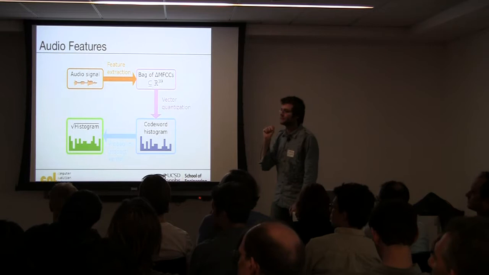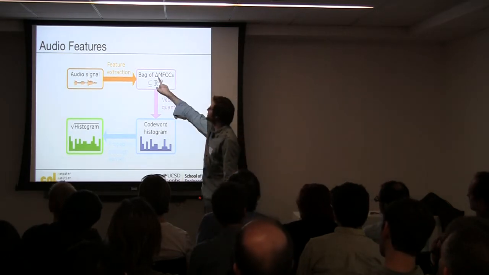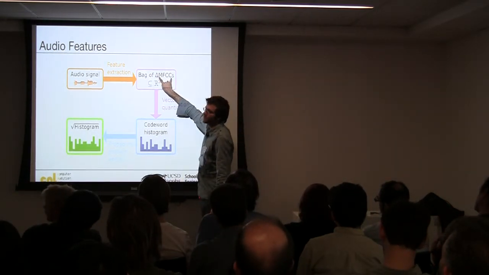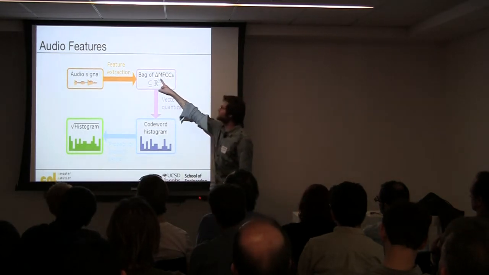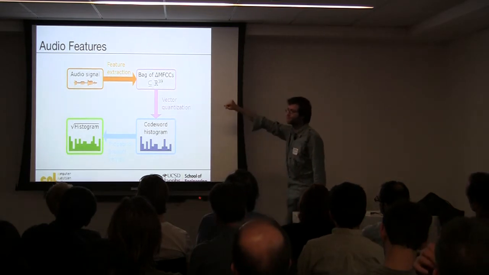Question? What is delta MFCC? Yeah, so MFCC is the Mel frequency cepstral coefficients. You extract the spectrum and then you look at the spectrum of the spectrum. And the delta is that you look at the first and the second derivative as well. Okay.